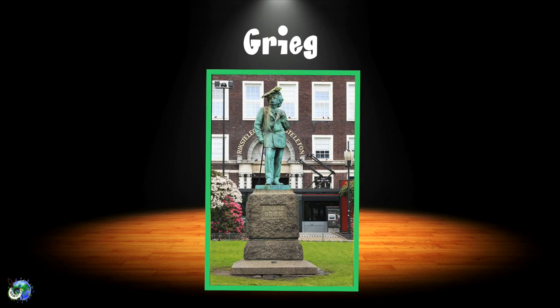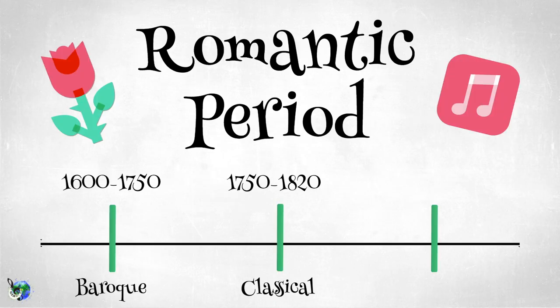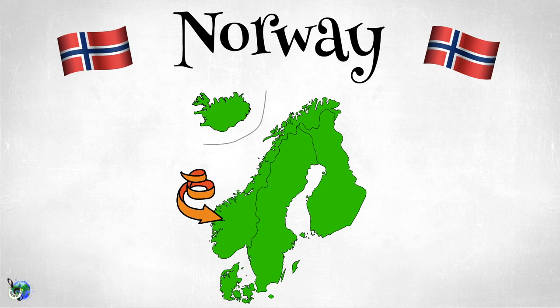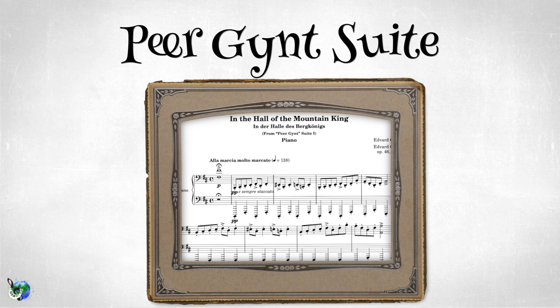The next composer to the stage is Edvard Grieg. Mr. Grieg was born in 1843 and is a well-known composer from the Romantic period of music. He grew up in Norway and his mother was his first piano teacher. His most famous melody we will play today is from the Peer Gynt suite.